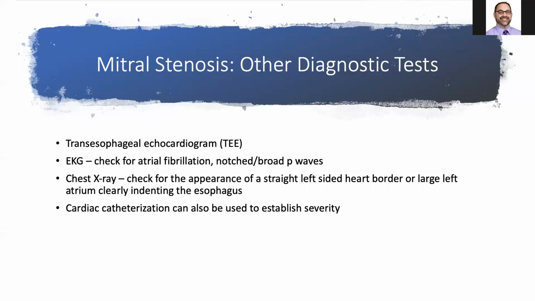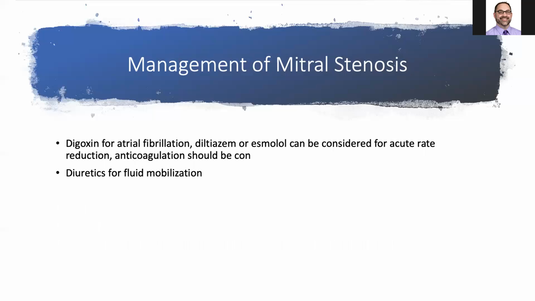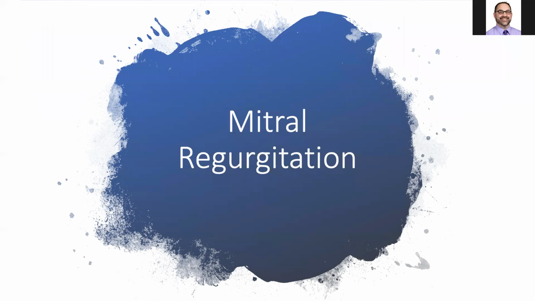Other diagnostic testing: TEE, EKG, chest X-ray, cardiac cath. Valvuloplasty for mitral stenosis, they use a scoring system. If you want more information on this, you could also look at the American College of Cardiology, American Heart Association guidelines for this. From a pharmacologic standpoint: diuretics, digoxin if the patient has atrial fibrillation.